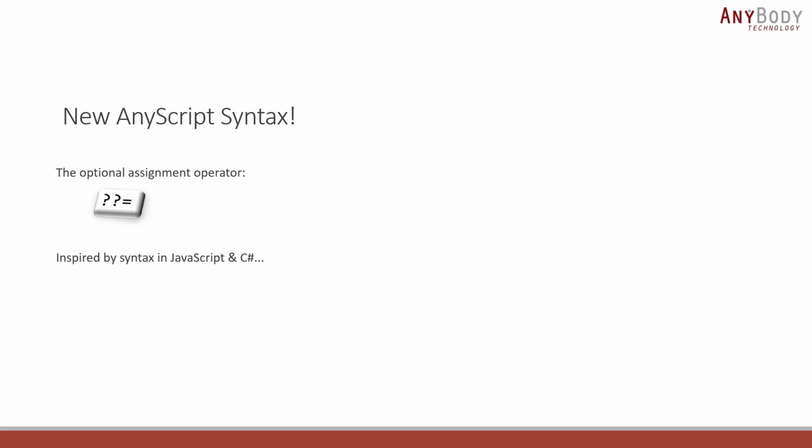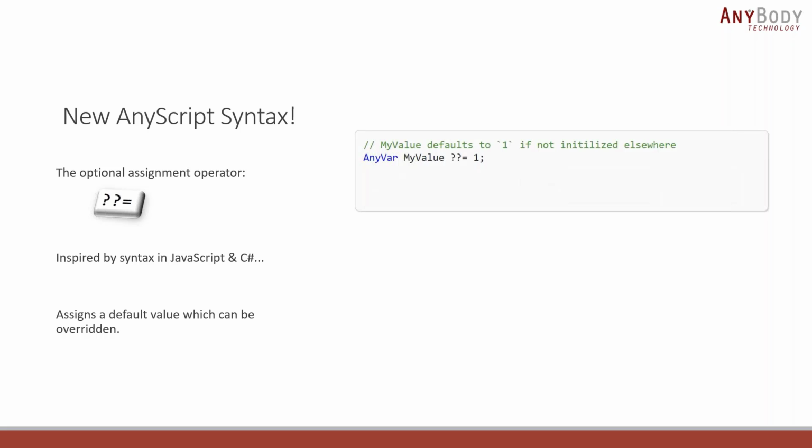The new AnyScript syntax, we call it the optional assignment operator, and it's an assignment like the normal equal sign that you know, and it's inspired by syntax in JavaScript and C#. If you just use it as I'm showing here, it does exactly the same thing as if you just had a single equal sign. It assigns a value to a variable, but it does it in such a way that you can later overwrite that variable with another value. So you can think of this as providing a default value for your variable.